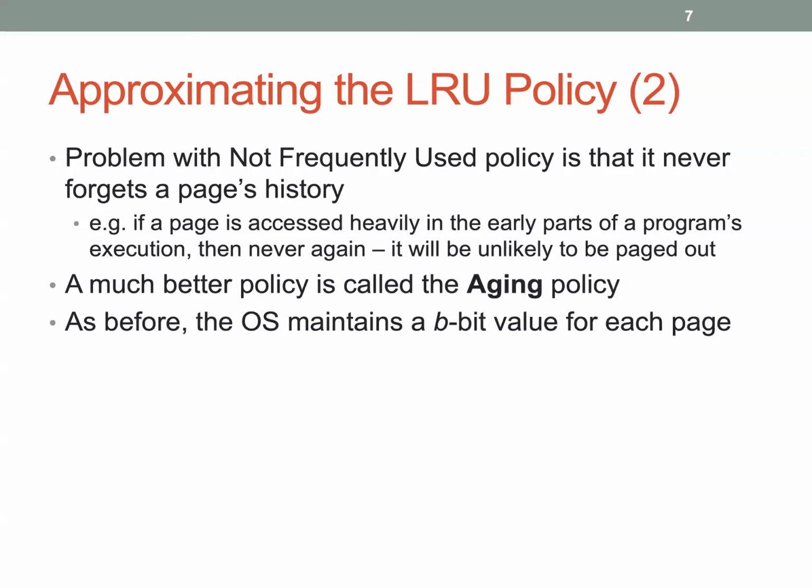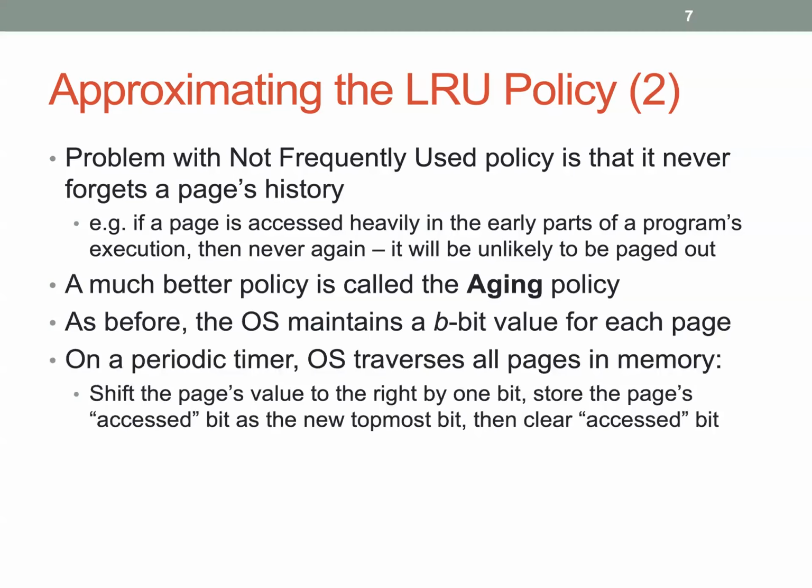So we still maintain a value for every page that's in memory. It's B bits, so B is the width of the age that we maintain. And so what happens is the access bit for every page is shifted into the topmost bit of this value we maintain for each page. Okay, so we shift all the other bits to the right. The bottommost bit falls off the end of the age, and the new topmost bit becomes the current access bit for the page, and then the access bit is set to 0 if it's 1.